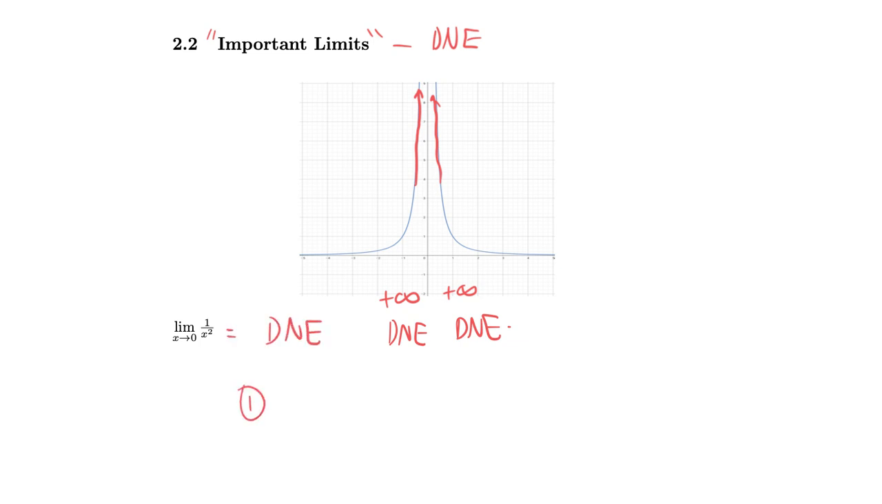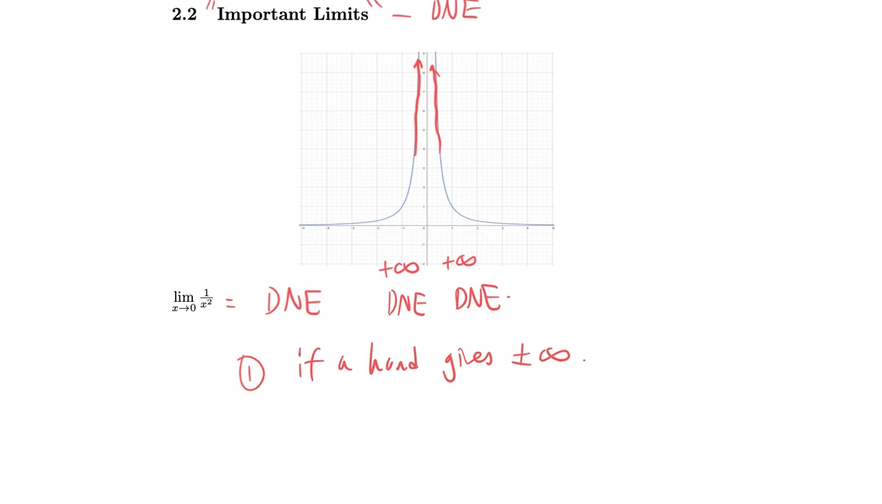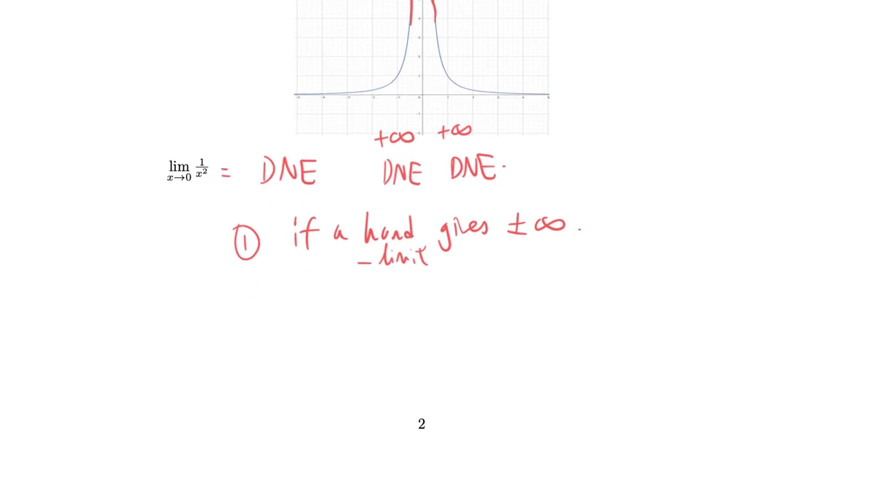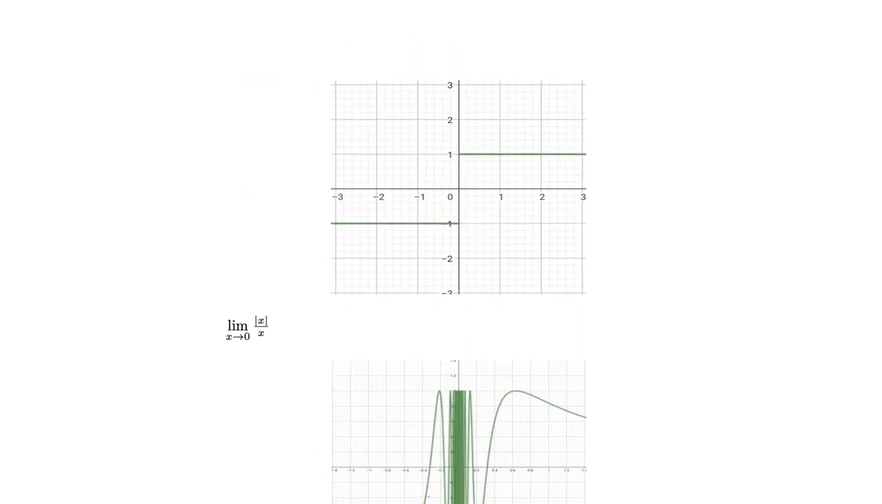So we have found the first way in which limits do not exist: if a hand limit gives positive or negative infinity. Like if a left or right-hand limit gives infinity, I'm just going to call that a hand limit. Okay. Then again, it's the tracing idea.